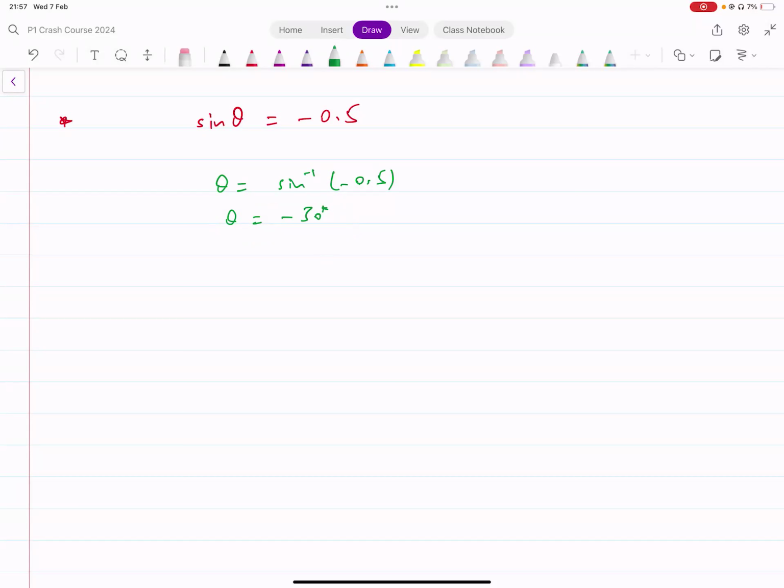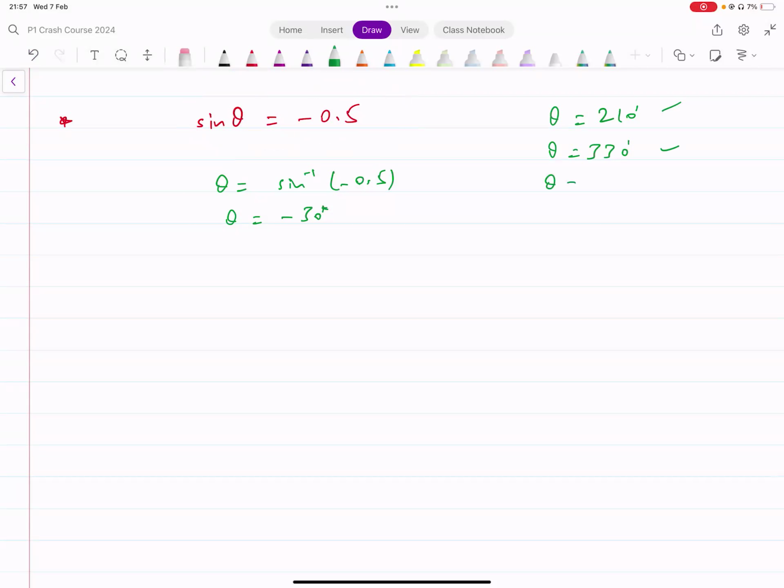try this. If theta was equal to, for instance, 210, put 210 here, sine 210, calculate what that is. That is also minus 0.5. So that should also have been a solution. Your calculator does not give you that. Try 330 degrees. This is also a solution of this equation, but your calculator does not give you that.